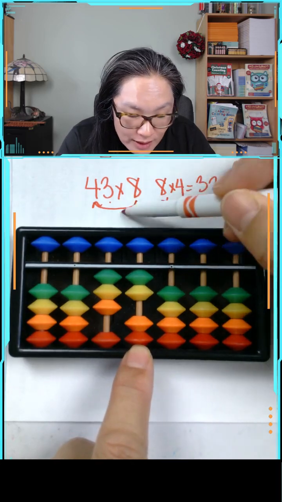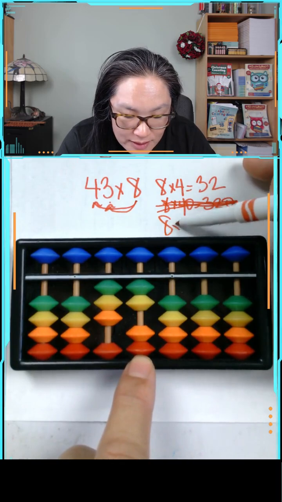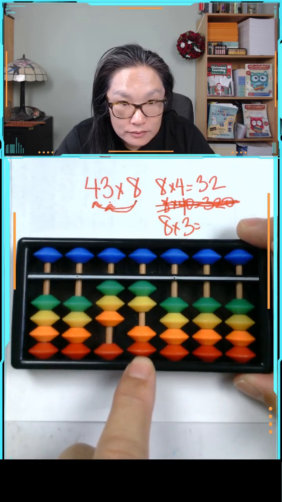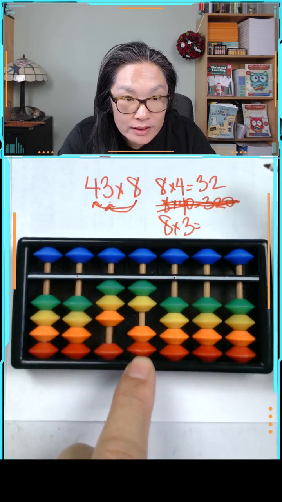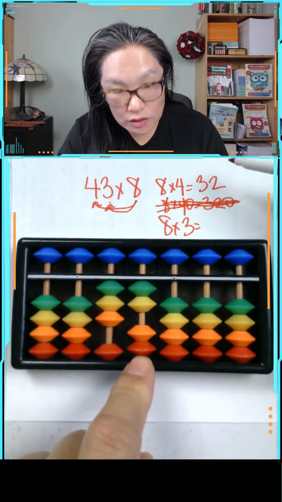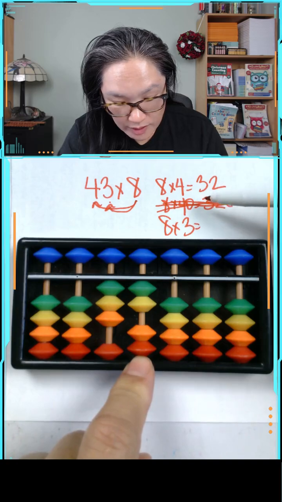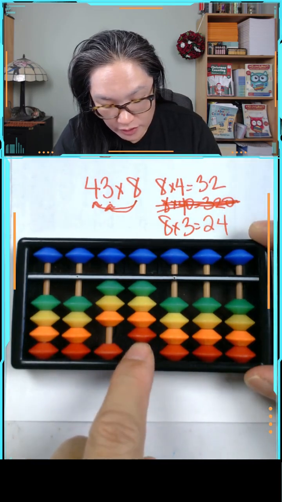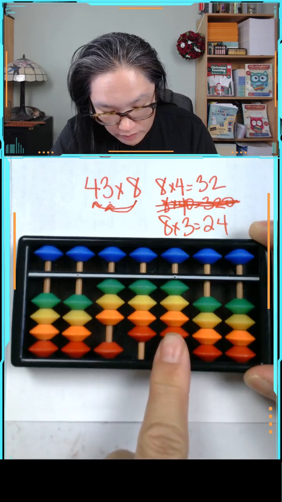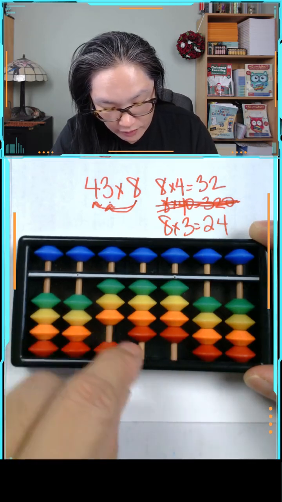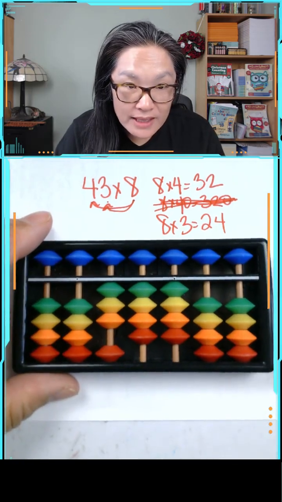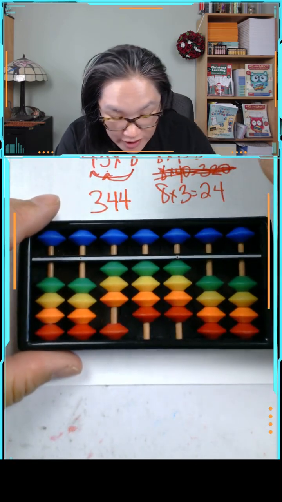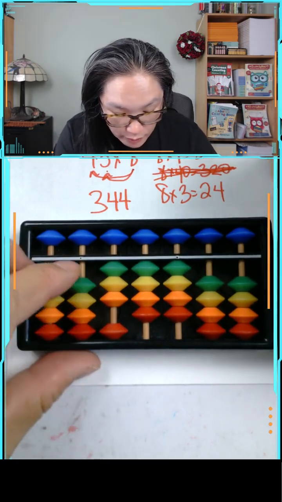So then our next one would be 8 times 3. 8 times 3 is what? I'm sorry, 8 times 3 is 24. Add the 2, add the 4. So my final answer is 344, just as Manny said, right? So the answer is 344. So I'm just teaching you the concepts of how to do multiplication on the abacus.